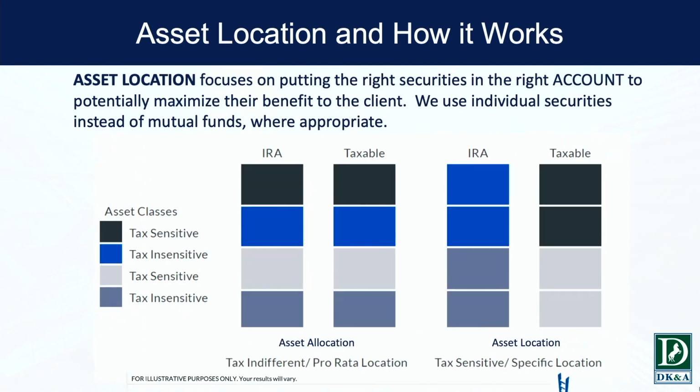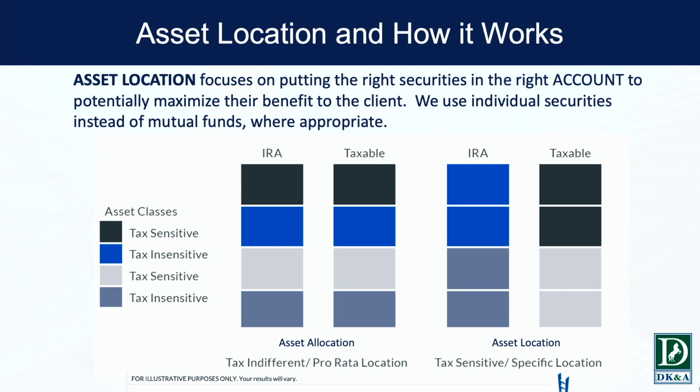Now, we take it one step farther, and that's where we start talking about asset location. So let's talk about how that works. Tax sensitive basically means that there's some ability to control the amount of tax on that security based off of how it's used in a portfolio. Tax insensitive, on the other hand, doesn't matter how you use it, it's going to be taxed exactly the same way regardless of how you use it and any type of strategy you want to try to apply to it.